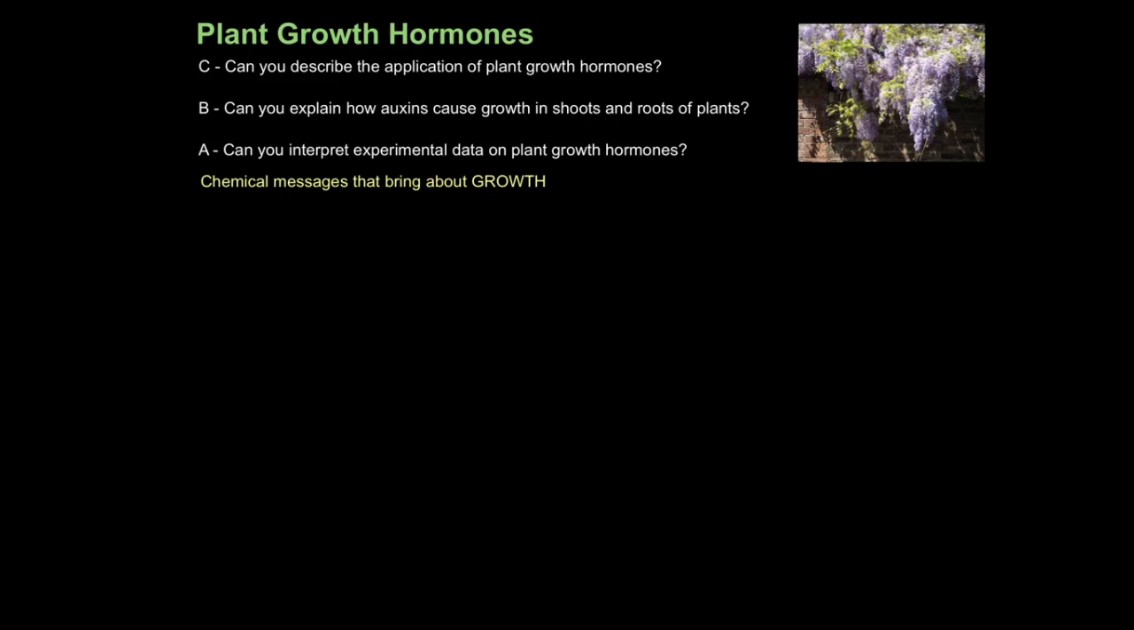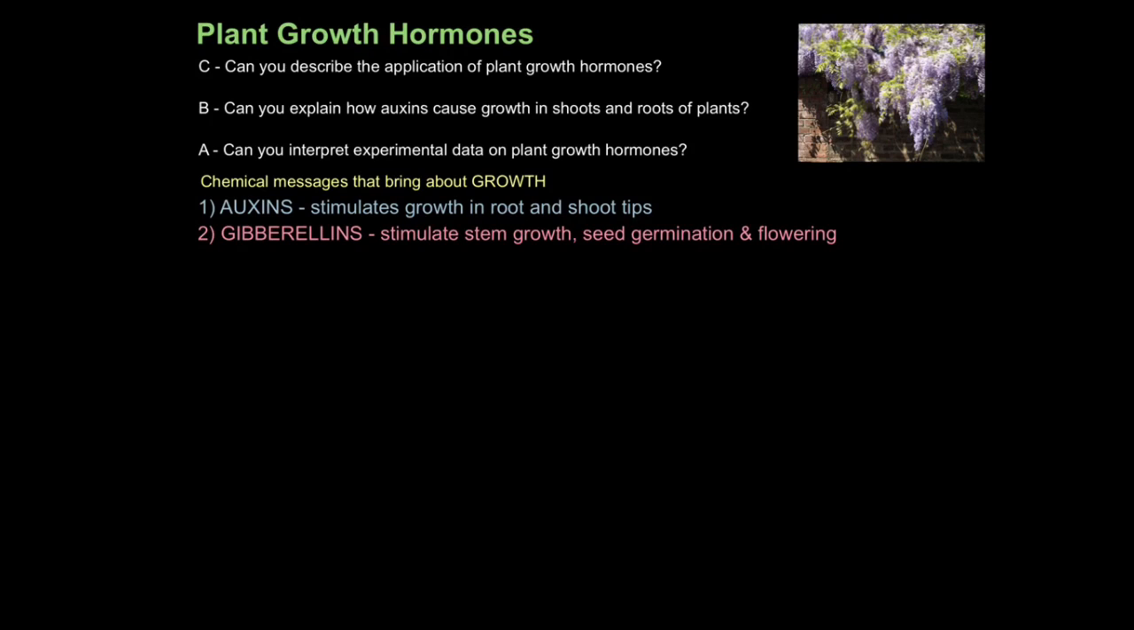So plant growth hormones are basically chemical messages that bring about growth in plants. There are two types of hormones you need to know about. Firstly, auxins, which stimulate growth in roots and shoots of plants. And then gibberellins, which stimulate stem growth, seed germination and flowering in plants.